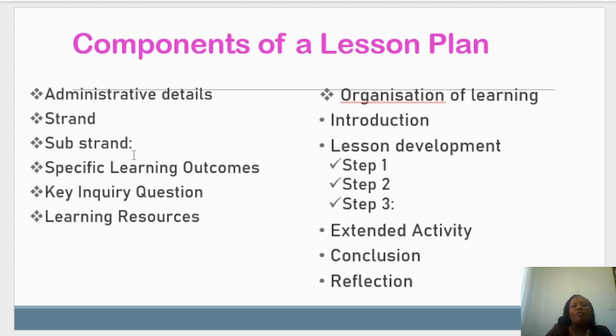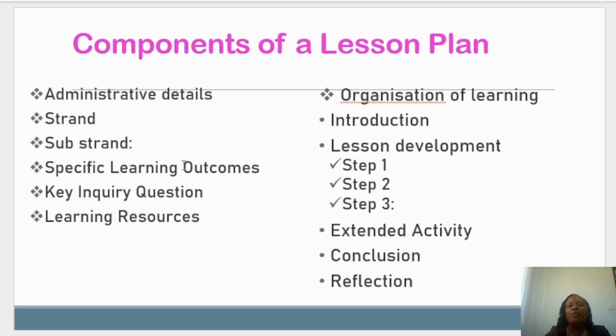Then organization of learning, where we'll have the introduction, the lesson development. You can break it down into step one, two, three, and if you have step four, that is okay. Then extended activity, what you want the learners to do after that will help develop what you have already taught. Then the conclusion, and finally the reflection that will tell us how the lesson went.